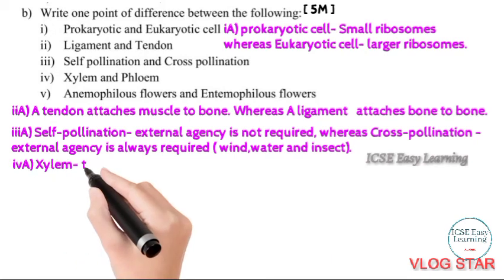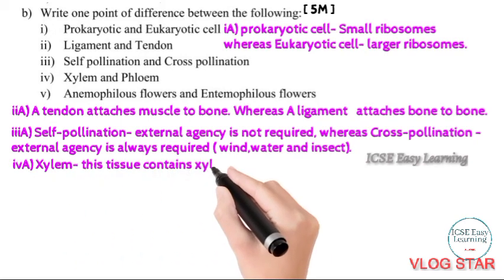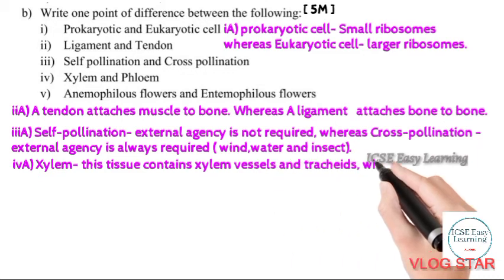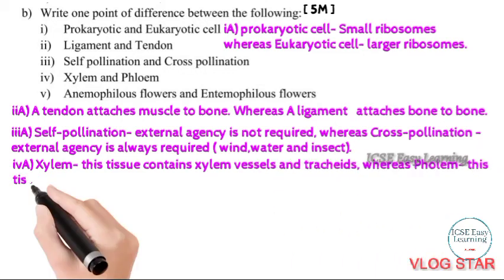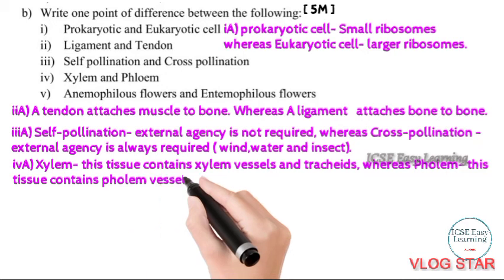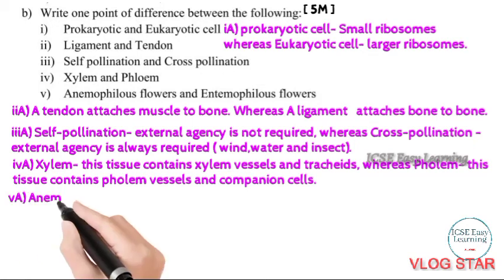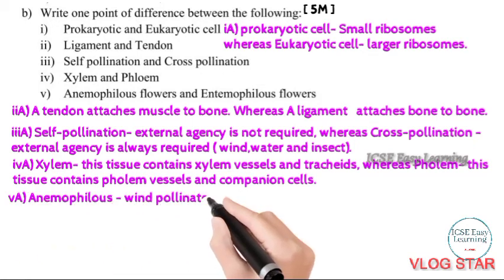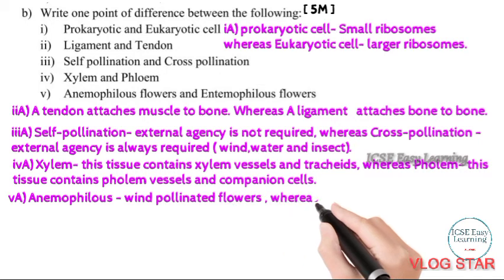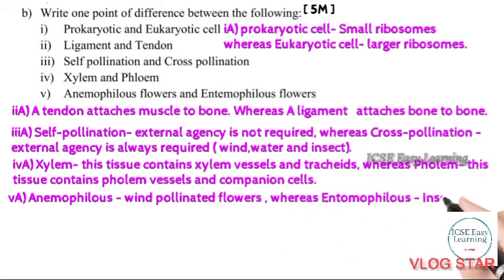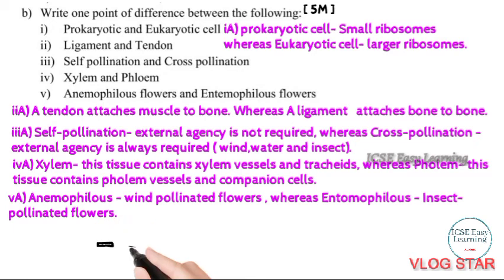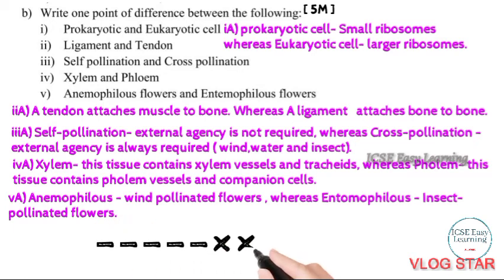Fourth one: Difference between xylem and phloem. Xylem tissue contains xylem vessels and tracheids, whereas phloem tissue contains phloem vessels and companion cells. Fifth one: Anemophilous flowers and entomophilous flowers. Anemophilous flowers are wind pollinated flowers, whereas entomophilous flowers are insect pollinated flowers. So thereby we completed this question paper.